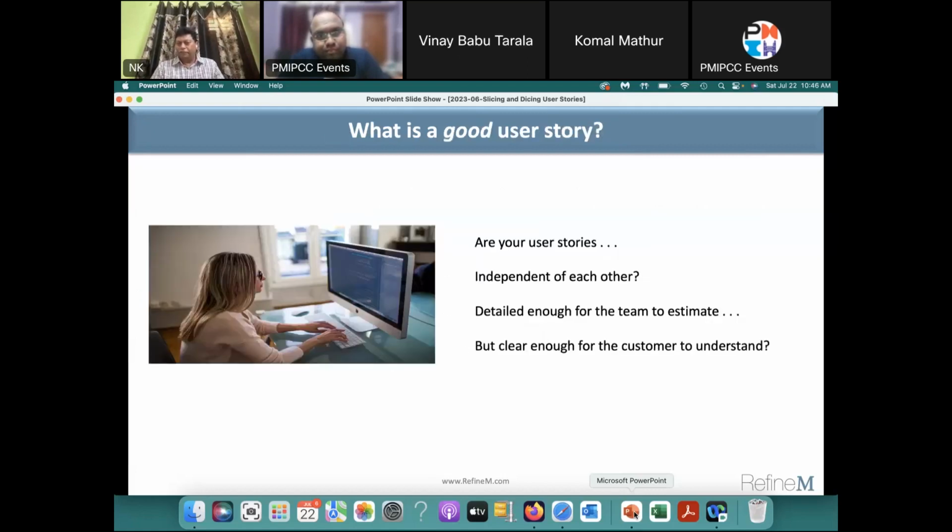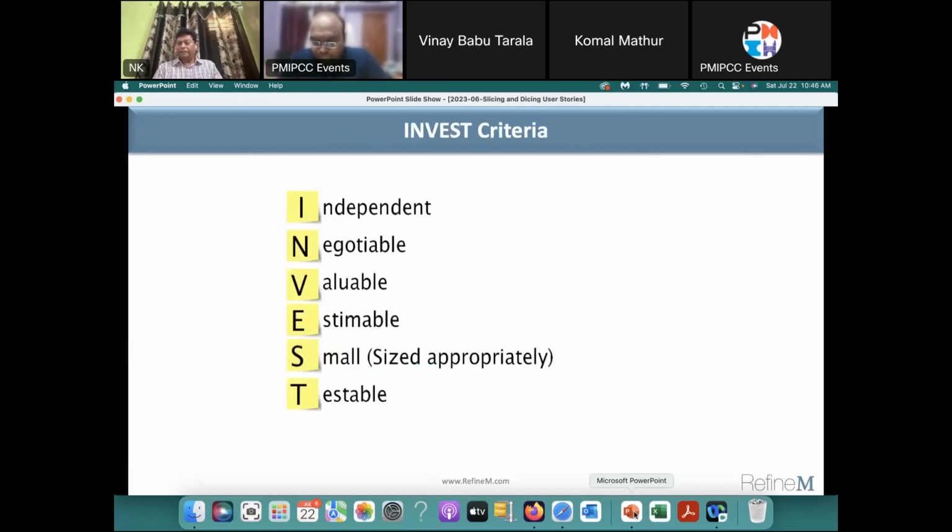And then, what are good user stories? Are your stories independent? Are they detailed? Are they clear enough? And then there is this criteria. Somebody typed INVEST, right? So a good user story follows this INVEST criteria. It's independent, negotiable, valuable, estimable, small or sized appropriately, and testable. There are six aspects of this criteria, and if you have attended any user story training, they will go through this in detail. I'm not going to go through the detail, but I'm just reminding you what a good story is.